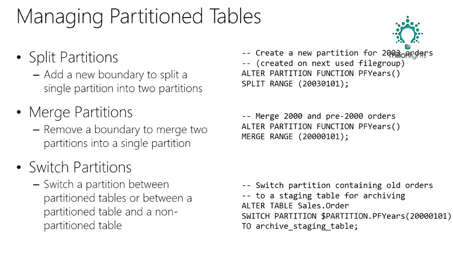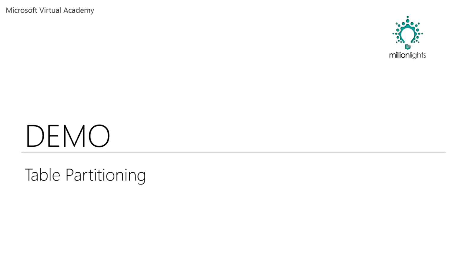It's worth pointing out the $partition function, which is a way of finding out which of the partitions I want to switch. Here's the value, find whichever partition this value's in, and that's the one that I want to switch out. Yeah, exactly. Okay. So, for the final time in this module, you're up.